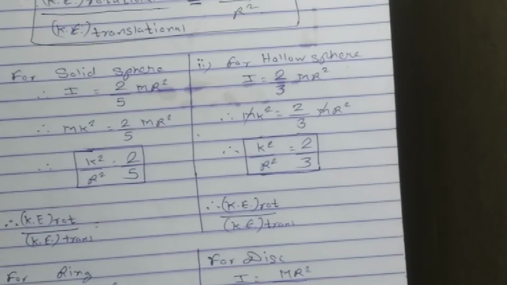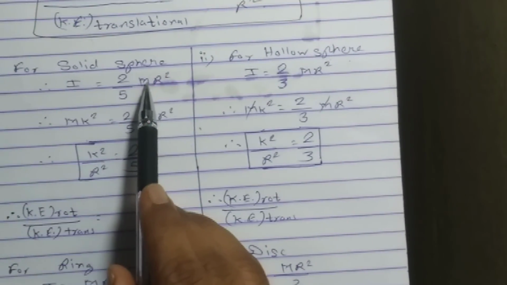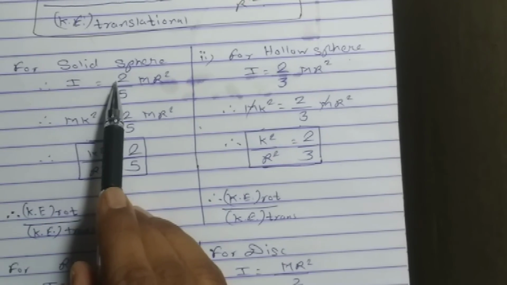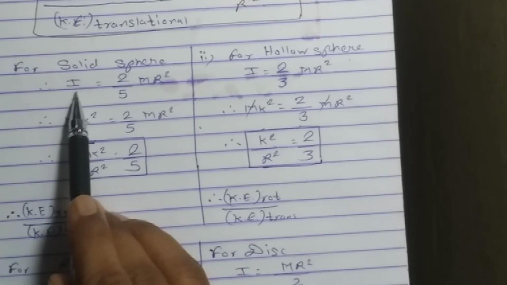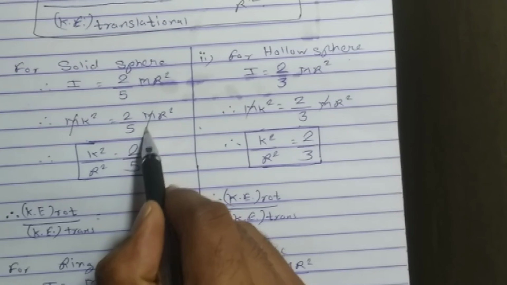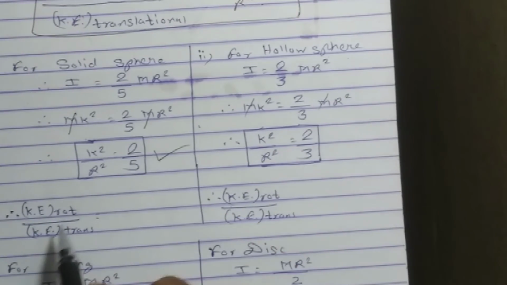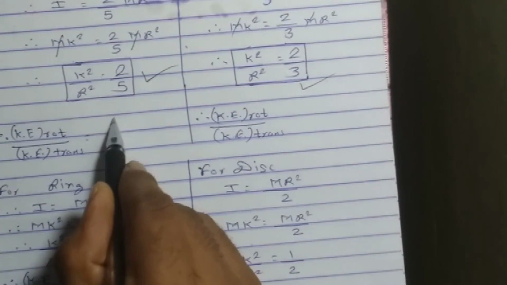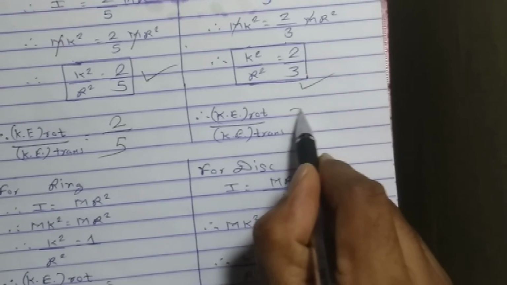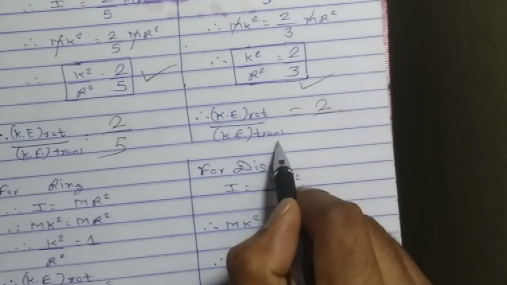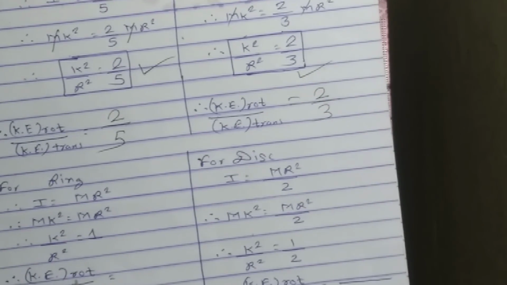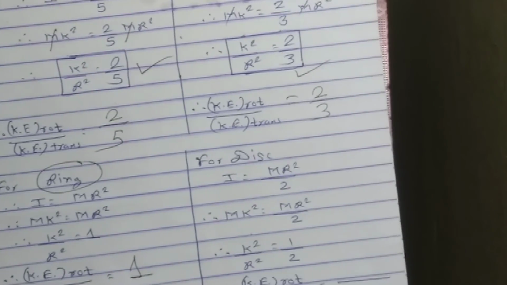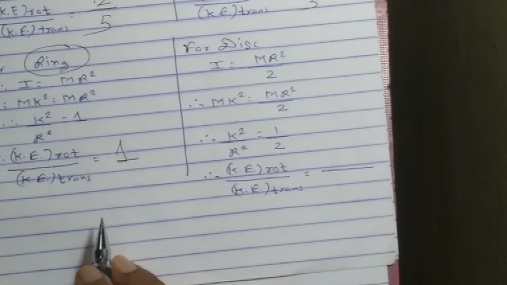So students, some examples I have given. For a solid sphere, what is the moment of inertia about its own axis? 2 by 5 mr square. As I told you, I equals mk square. So here m and m get cancelled. So k square by r square is 2 by 5. So for a solid sphere, the ratio of rotational kinetic energy to translational kinetic energy, k square by r square, is 2 by 5. For a hollow sphere, rotational kinetic energy to translational kinetic energy is 2 by 3. For the ring, it is 1. Remember this. This question will be asked in the exam for MCQs.